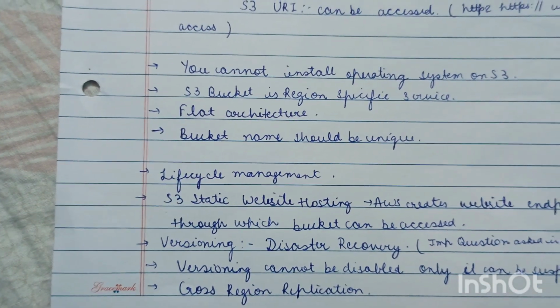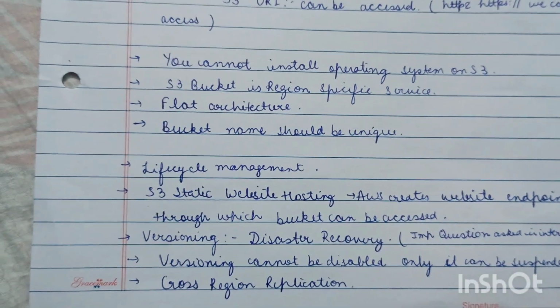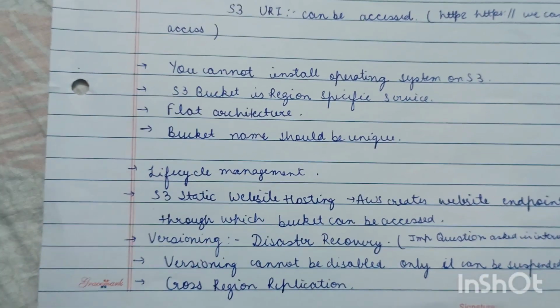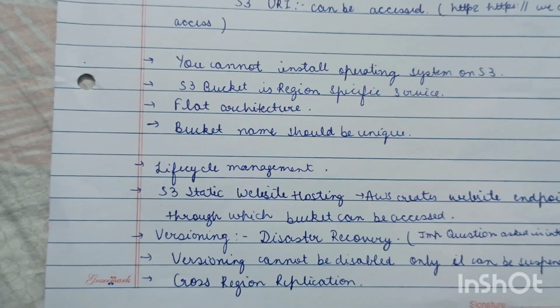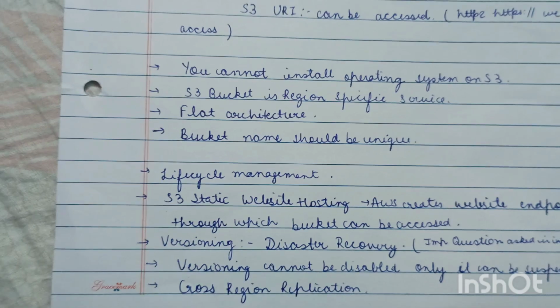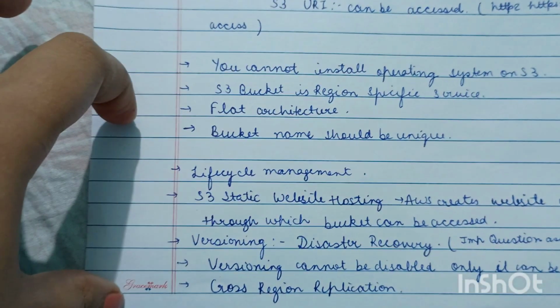And versioning cannot be disabled. Once we have enabled versioning, we cannot disable it, we can only suspend it for some time. There is also a delete marker in versioning, which hides the previous versions if we enable it. So basically these are the key features of S3.